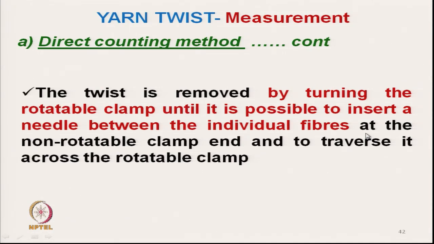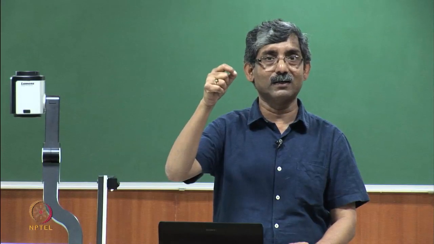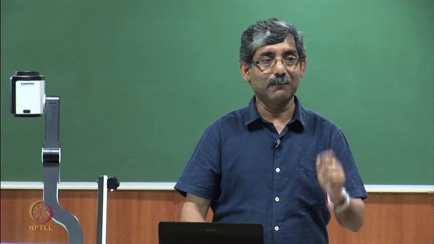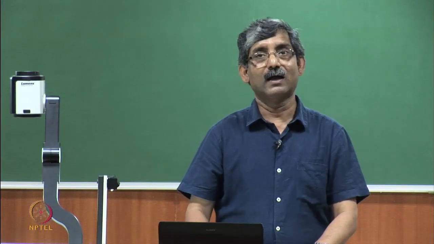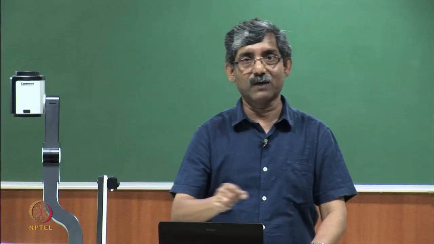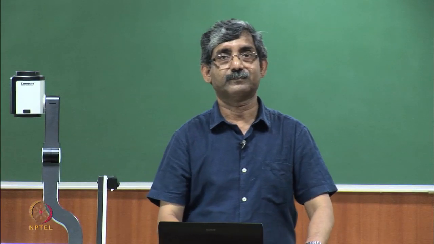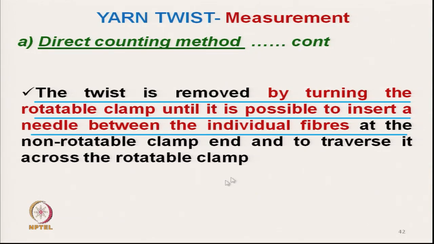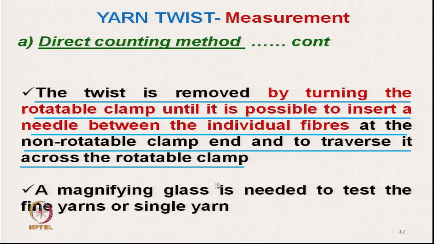So, between the individual fibers we have inserted the needle at the non-rotatable clamp. The other side we have inserted, and then we traverse it across to the rotatable clamp, and if it moves smoothly, then it will be twistless. Then we can count the number of twists. So, we can use a magnifying glass just to see the alignment of fiber.